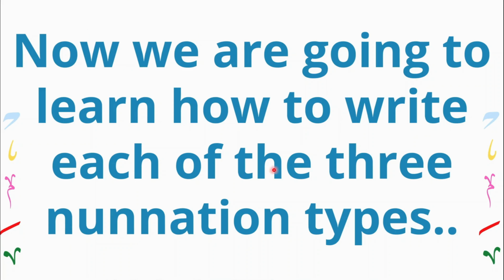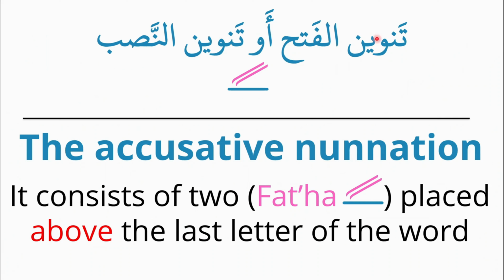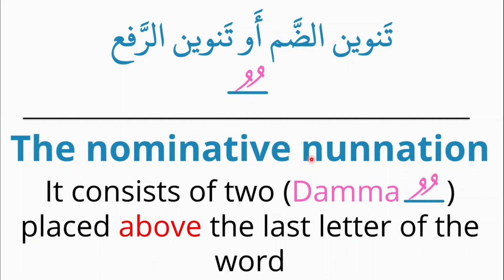And now we're going to learn how to write each of the three nunation types. The first one is تنوين الفتح or تنوين النصب. It consists of two fatha, double fatha, placed above the last letter of the word. The second one is تنوين الضم or تنوين الرفع. This one consists of two dhamma. Double dhamma are placed above the last letter of the word as well.